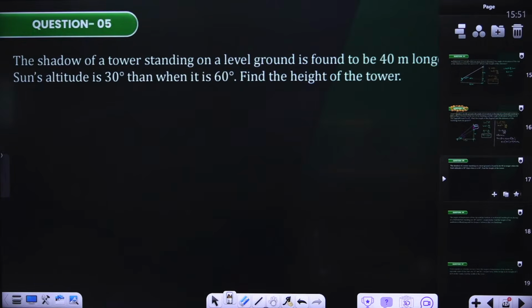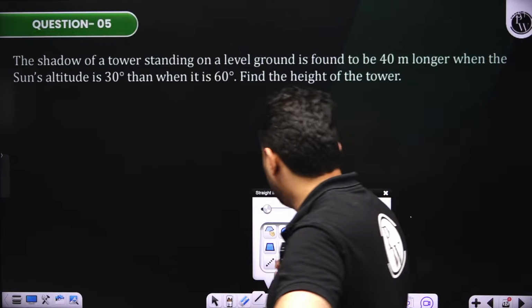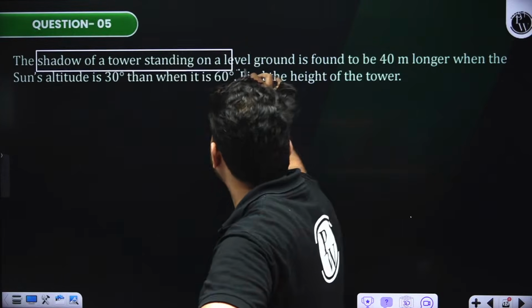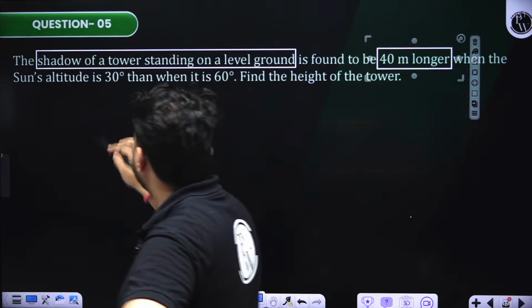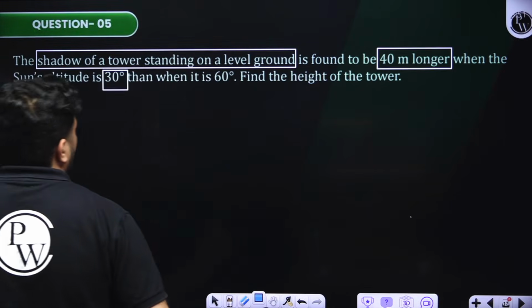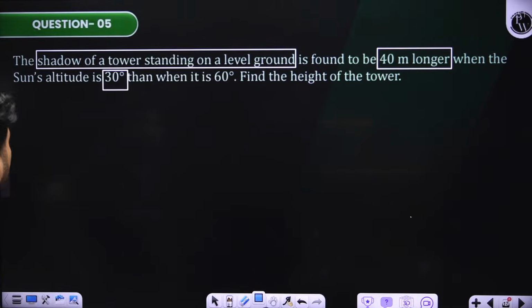Next problem. Look at this. The shadow of a tower standing on a level ground is found to be 40 meters longer when the sun's altitude is 30 degrees than when it is 60 degrees. Find the height of the tower.